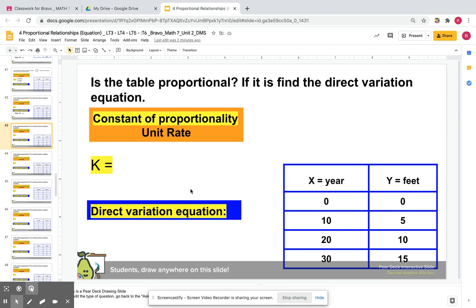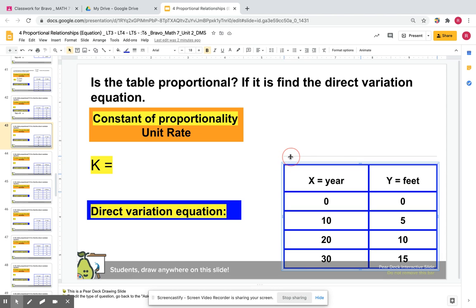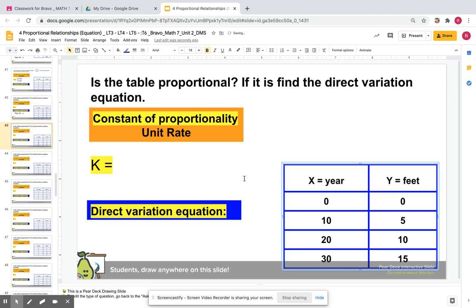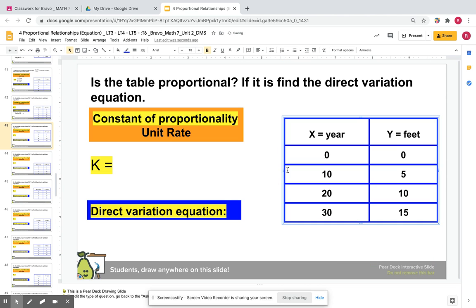I'm going to write a direct variation equation from a table. As I read this, it says find the direct variation equation. Now this table right here is proportional. I'm not going to prove that. The way you prove it is by finding the constant of proportionality. So anyways, this table is proportional, and that's why I want to find the direct variation equation.